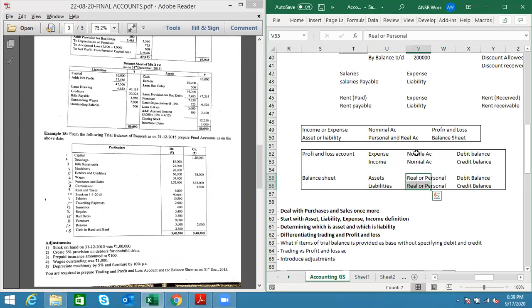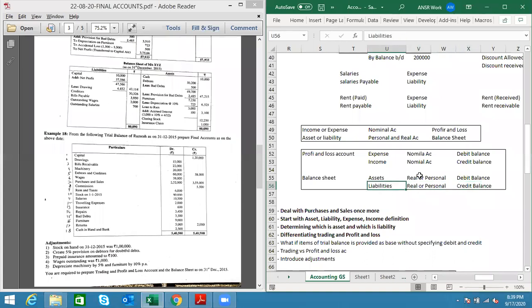I had a very simple formula. Whichever nominal account has a debit balance in the trial balance will be treated as an expense. Whichever nominal account has a credit balance will be treated as an income. The same way for balance sheet, whichever real or personal account has a debit balance in the trial balance will be treated as an asset. Whichever is credit balance will be treated as a liability.